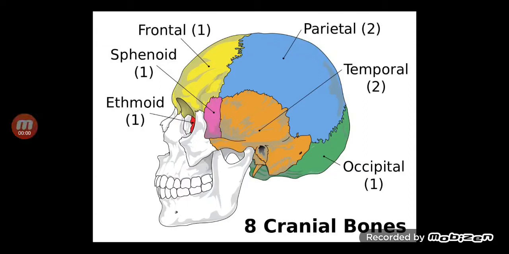Hi all. Now we have reached the most important bone of our body, that is the skull. Why is it important? Because it protects our brain. The brain is an organ which controls the entire function of our body. That's why it is the important bone of our body.